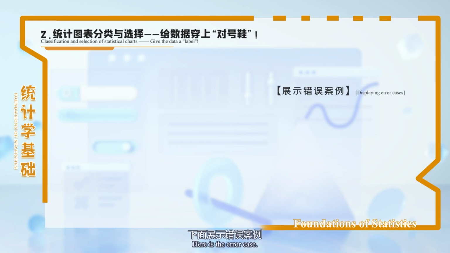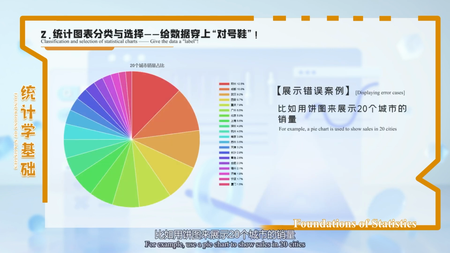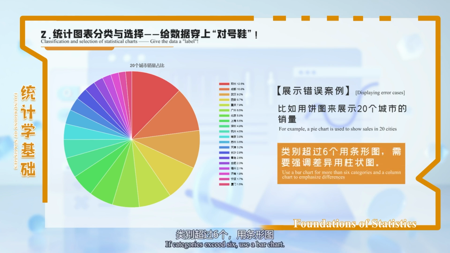Here is the error case. For example, use a pie chart to show sales in 20 cities. It's like putting ballet shoes on an elephant. It's both hilarious and misleading. Remember the principles. If categories exceed 6, use a bar chart. To emphasize differences, use a column chart. Now let's practice with Mixue Bingcheng's data.